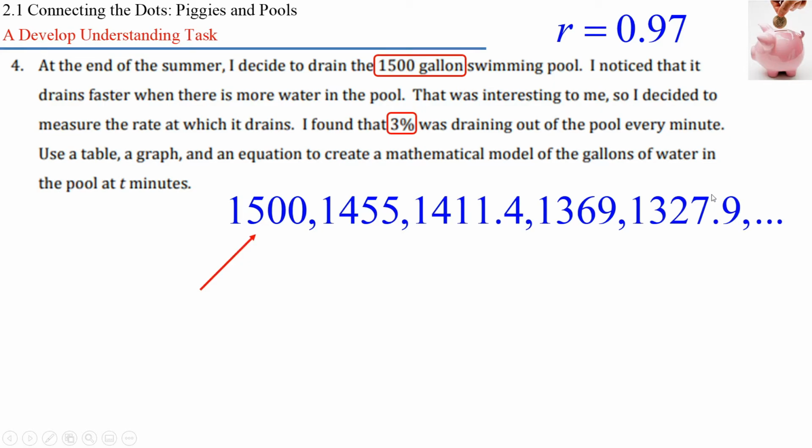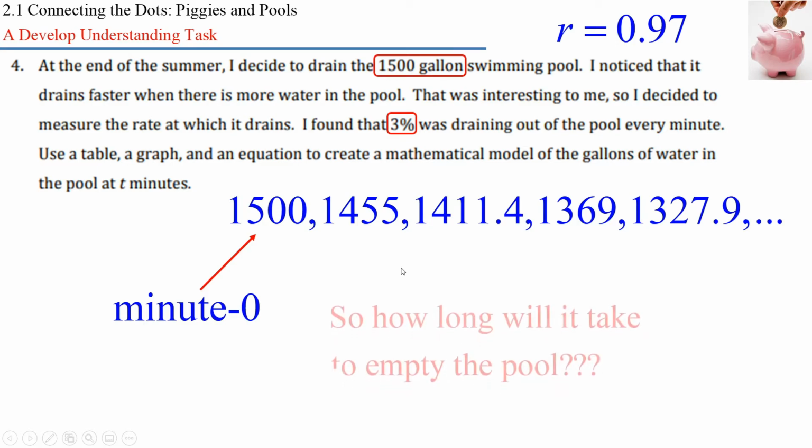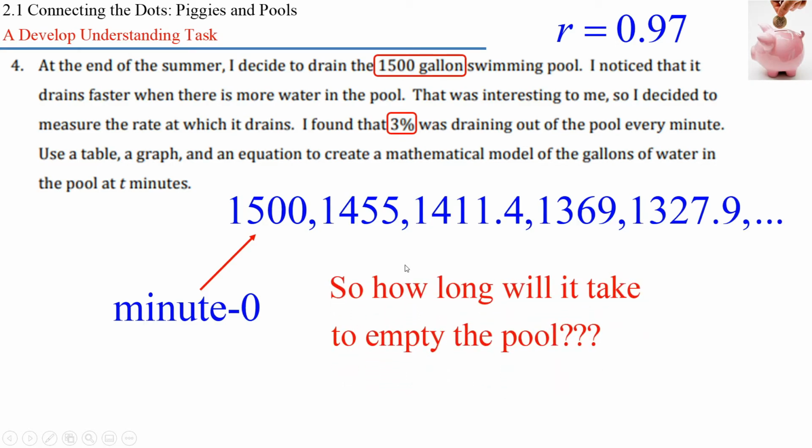Now, I want to know, are we going to call this the zero term or the first term? Well, the swimming pool was full with 1,500 gallons. So I'm considering that. That's when I'm starting. So I'm going to call that minute 0 right there. Now, a couple more things I want to think about. So how long will it take to empty the pool? All right, well, let's think about that.